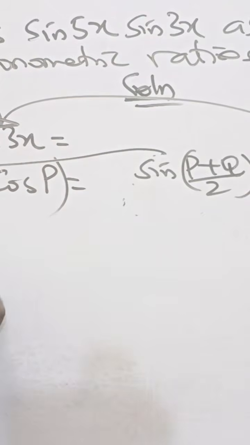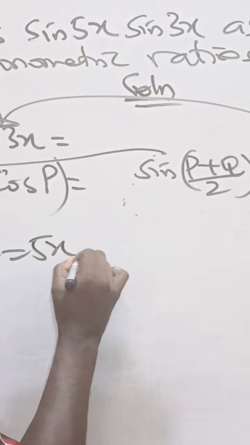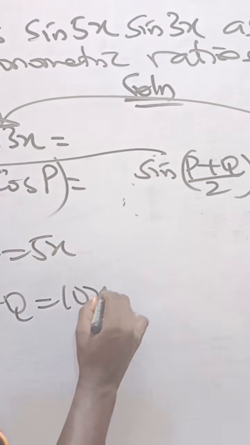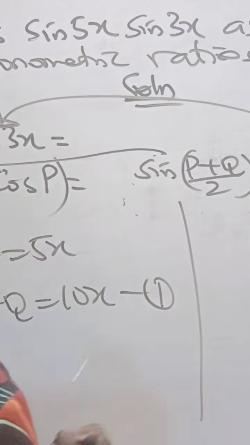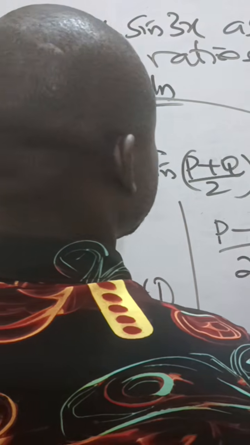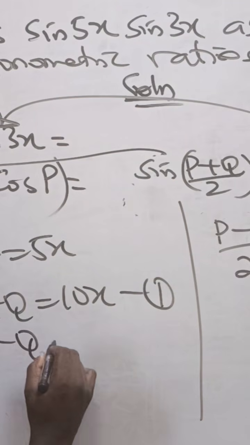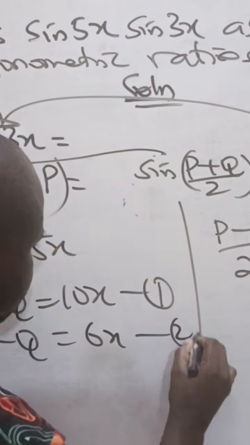So that the first one, we can get (p plus q) all over 2 to be equal to 5x. Then when we cross multiply, p plus q will be equal to 10x. We can call that equation 1. Then the second one, we can get (p minus q) all over 2 is equal to 3x. When we cross multiply, we realize that p minus q is equal to 6x, equation 2.